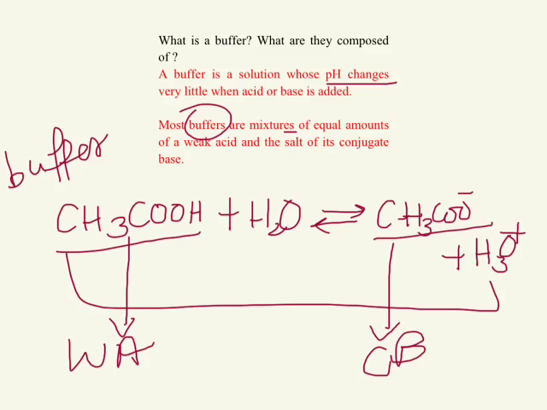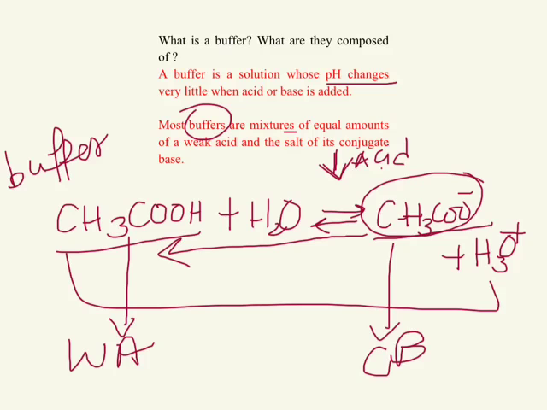Now, what's the significance of this? What's the use of this? So here in this one, let's say if you add a small amount of acid, then that acid reacts with the basic part of the buffer and forms the acid. Or when you add base into this solution, that base reacts with the acid part of the buffer to form the base. So that's why the pH of the solution after adding acid or base does not change much.